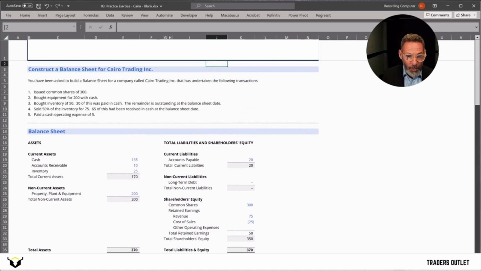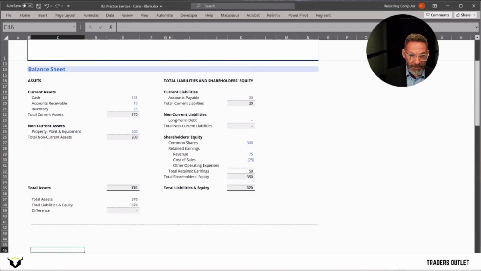Now, there's just one more expense, and that is we paid a cash operating expense of 5. So let me go to cash first. I'm going to take off the 5. And then I'm also going to have to increase an expense, which is a debit. We're going to go minus 5 there.